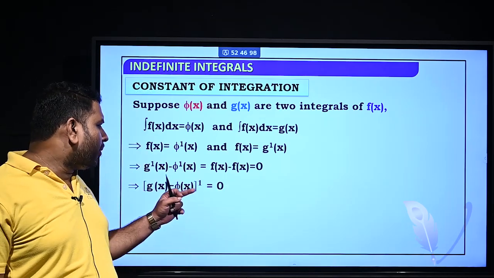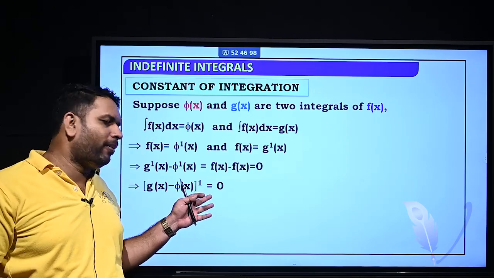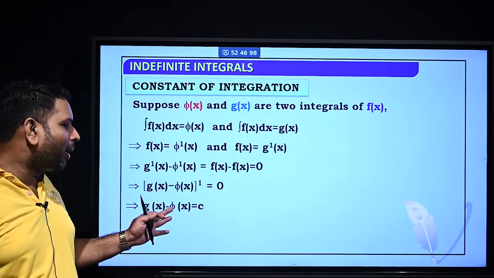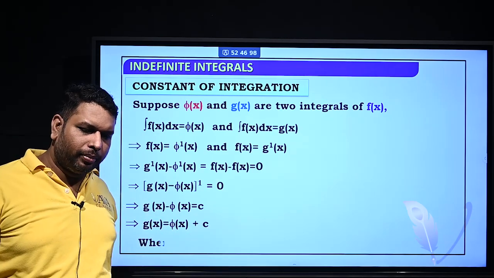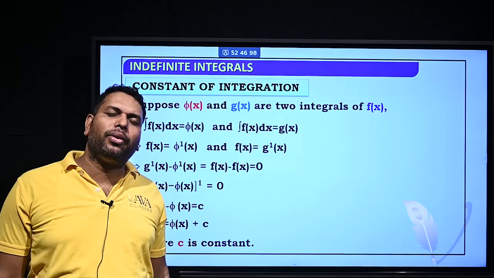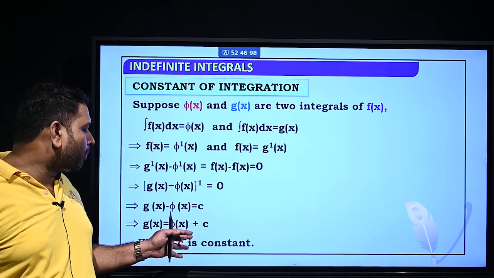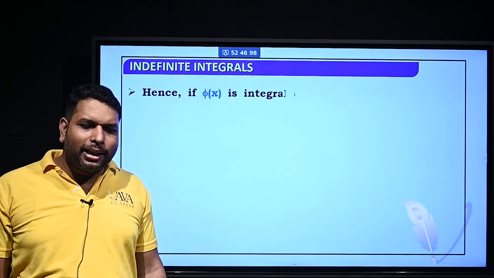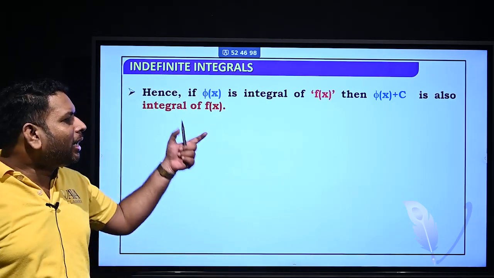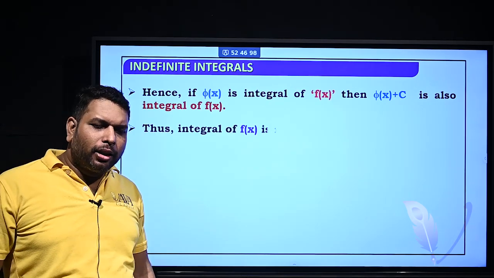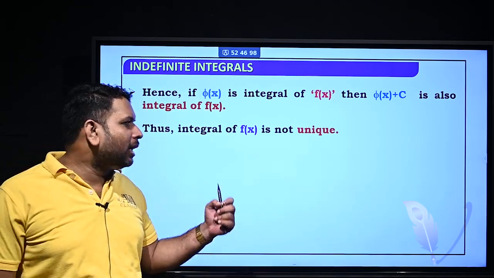So the derivative of g of x minus phi of x equal to 0. That is, g x minus phi x equal to constant. So g x equal to phi x plus constant, where c is the constant of integration. Hence, if phi x is an integral of f x, then phi x plus c is also an integral of f x. Thus the integral of f x is not unique.